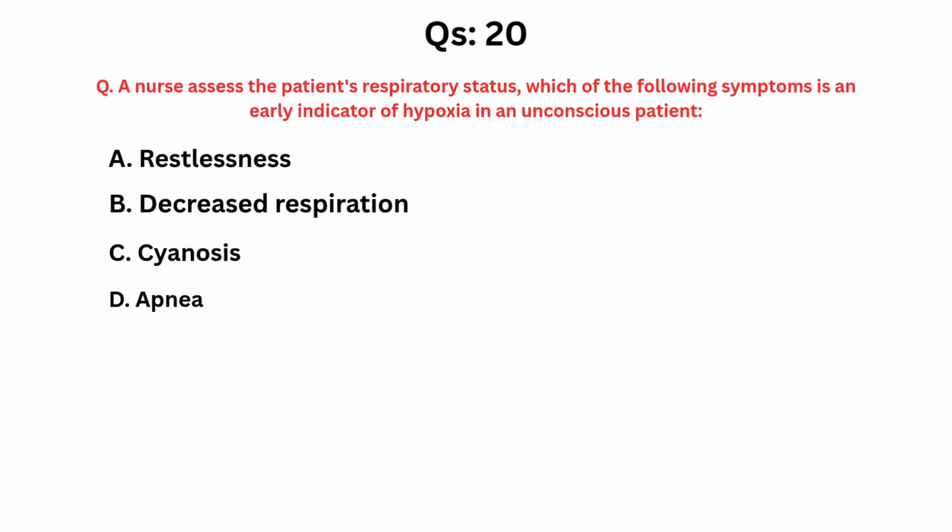Question number 20. A nurse assesses the patient's respiratory status. Which of the following symptoms is an early indicator of hypoxia in an unconscious patient? Option A, restlessness. Option B, decreased respiration. Option C, cyanosis. Option D, apnea. Option A, restlessness is the right answer.